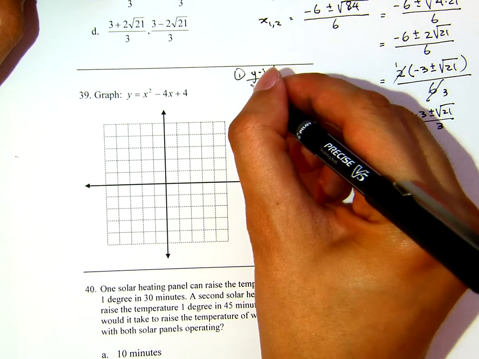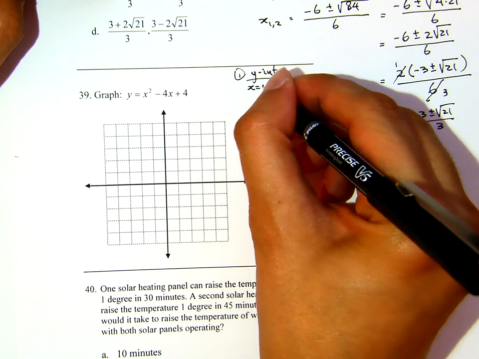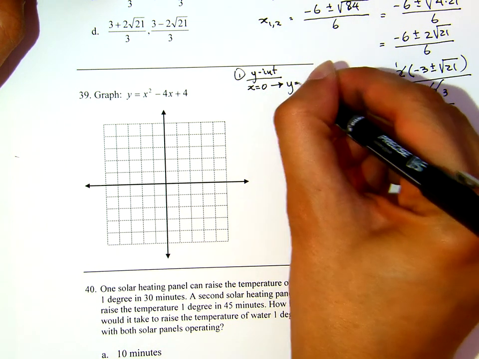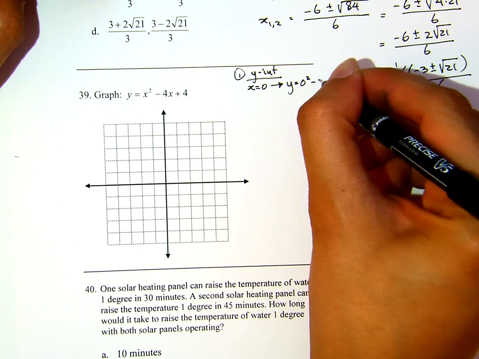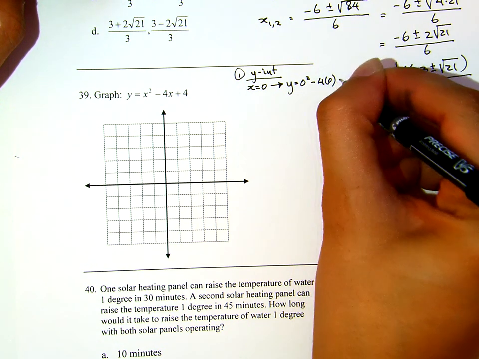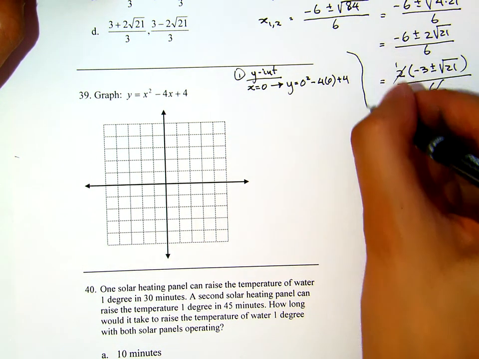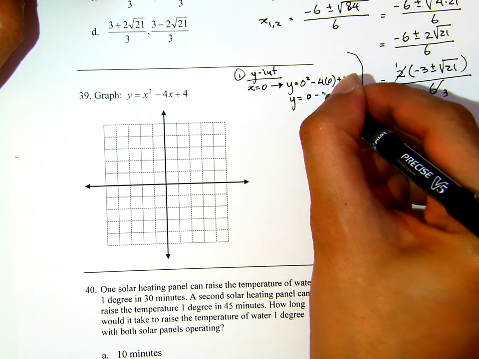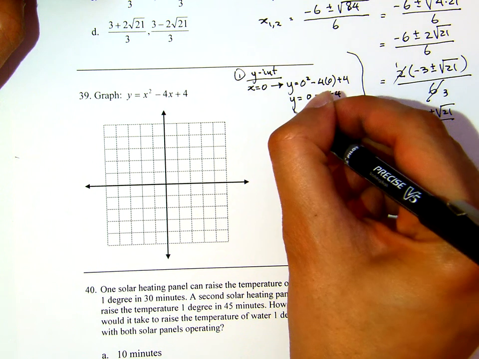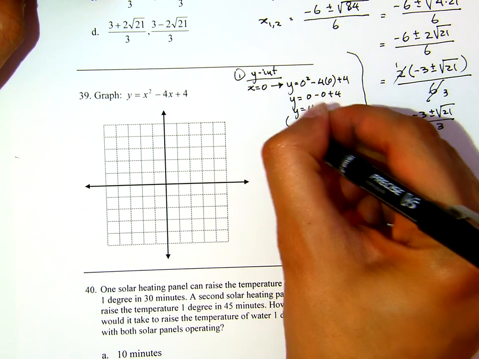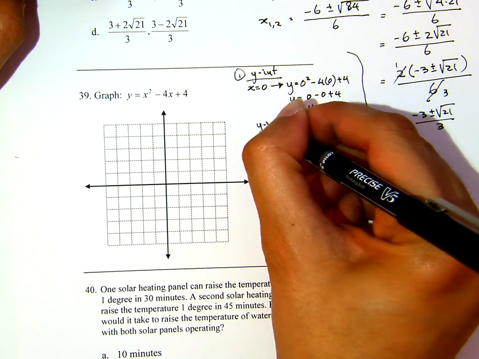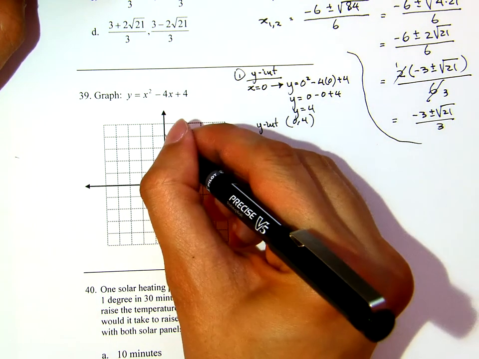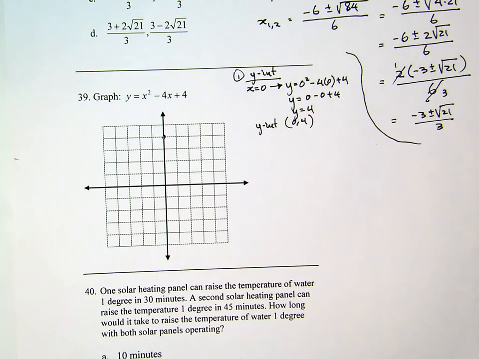The y-intercept is obtained by setting x equals 0, right? When x equals 0, what is y? y is 0 squared minus 4 times 0 plus 4. Okay, so y equals 0 minus 0 plus 4, which is 4. Therefore the y-intercept is (0, 4). Okay, (0, 4). This is the y-intercept here.